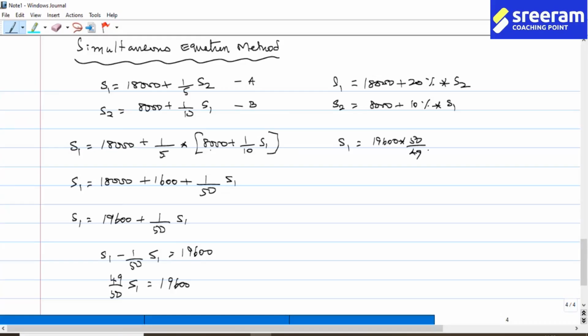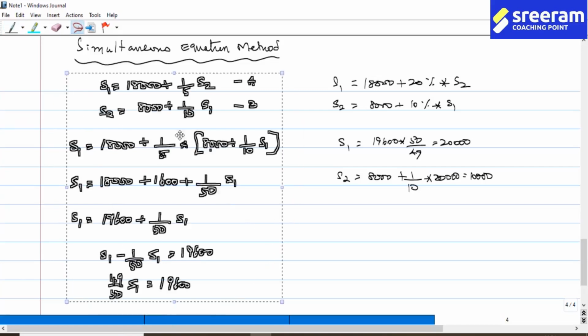So how much does it come to? 19,600 into 50 divided by 49 comes to S1 equal to 20,000. And S2 will be 8,000 plus 1 by 10 of 20,000. It comes to 10,000. So this is not the end. This is going to be the starting point of the simultaneous distribution method. So that is the simultaneous equation work you have just carried out.